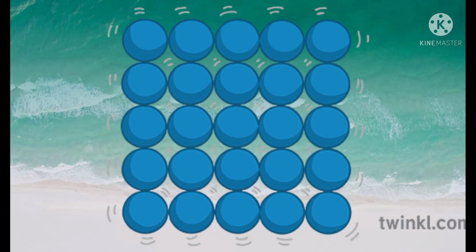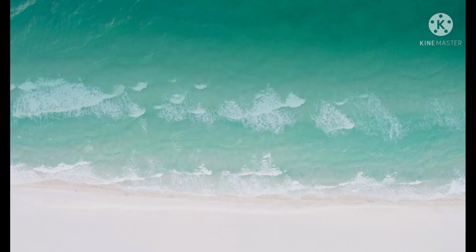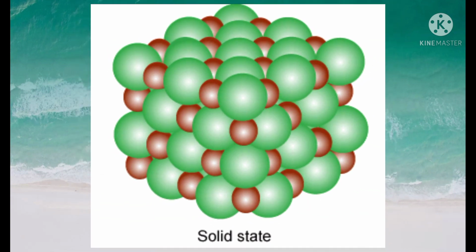A solid is matter that keeps its own shape. That is, it has a fixed shape. The physical state of solids depends on how its molecules and atoms are arranged and how they move. This is matter in solid state.